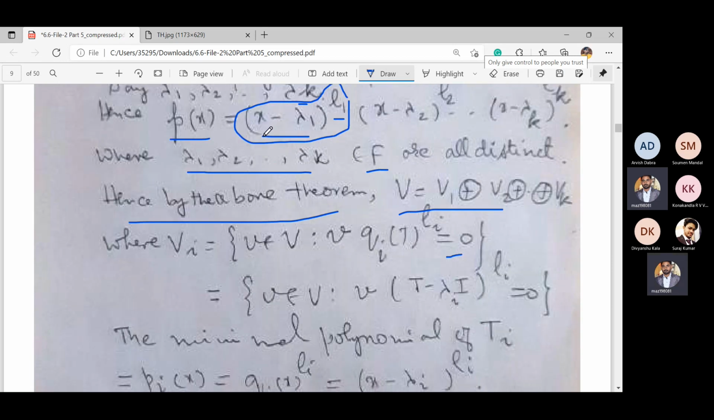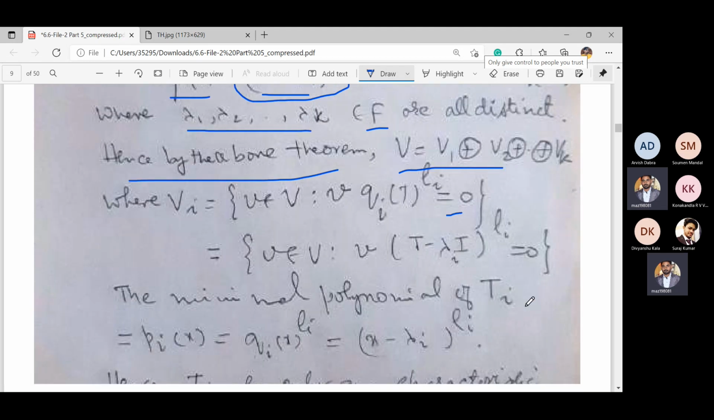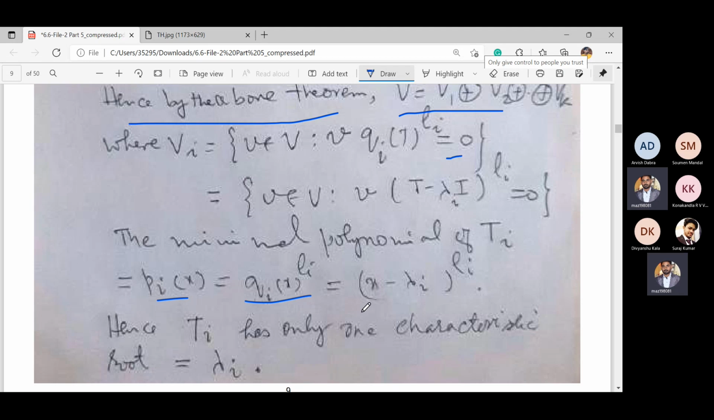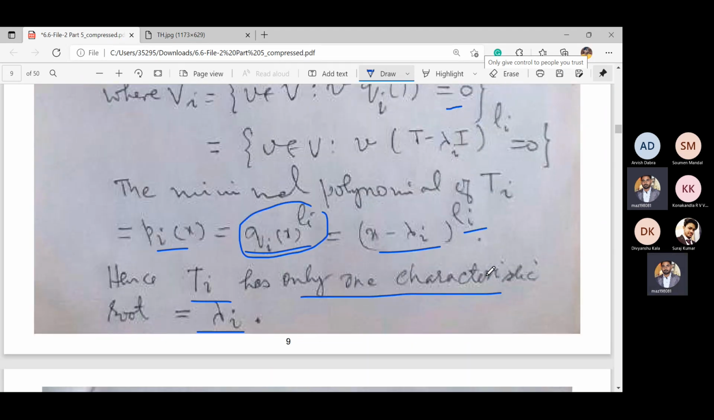This one is Q1(x) actually, so if you operate T, we get (T minus lambda i I) raised to the power Li equals 0. And the minimal polynomial of Ti is pi(x), that is Qi raised to the power Li, which we have seen in the above theorem. So Ti has only the characteristic root lambda i. Why? Because the minimal polynomial is this one, and this has only lambda i as a root, with multiplicity Li. Okay, any doubt or anything here?